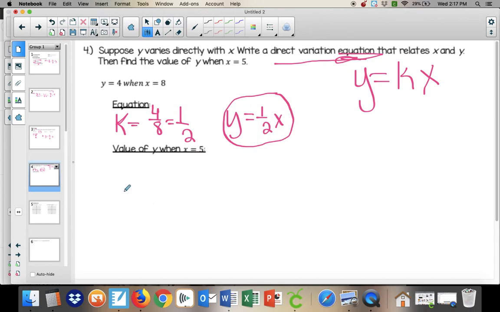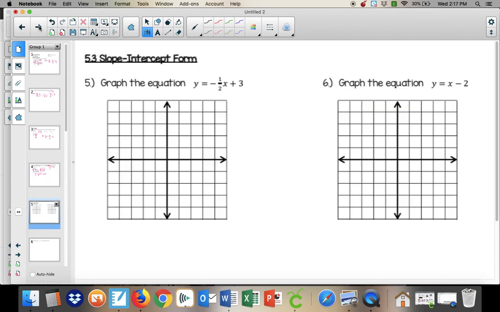Now I can take this and find the value of y when x is 5. So y equals 1/2 of 5, which is 2.5. So again, remember, you will have 2 like this on your test. The equation is that y equals kx, and then you find the next piece.